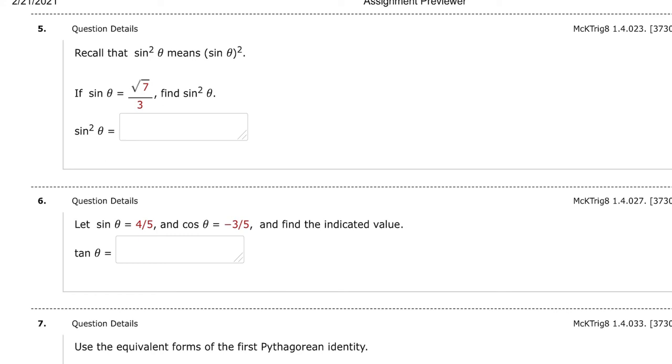All right, so if they give you the ratio of sine and they're asking you to square it, that means you need to square this ratio. So it turns out to be radical 7 over 3, squared. When you square a radical, the radical and the square cancel each other out, so you're just left with 7 in the numerator, and then 3 squared. 3 to the second is 9, so that is your final answer for that one.